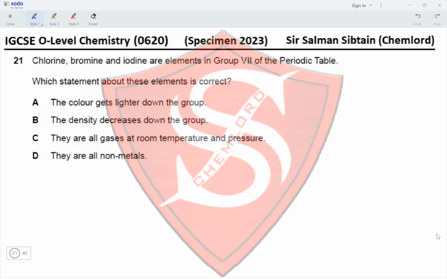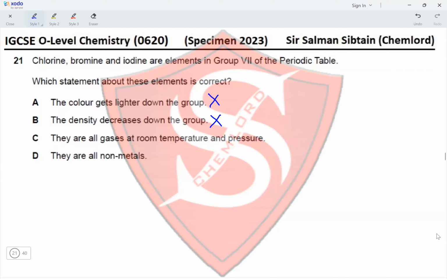The color gets lighter down the group. No, we go from yellow to green to red-orange to blue-black to black, so the color gets darker down the group. The density decreases down the group. No, the density would increase down the group because the Mr increases.